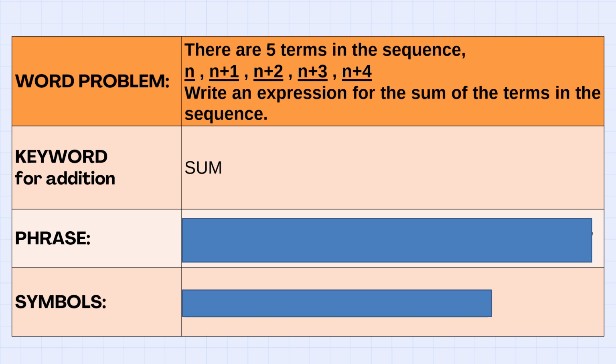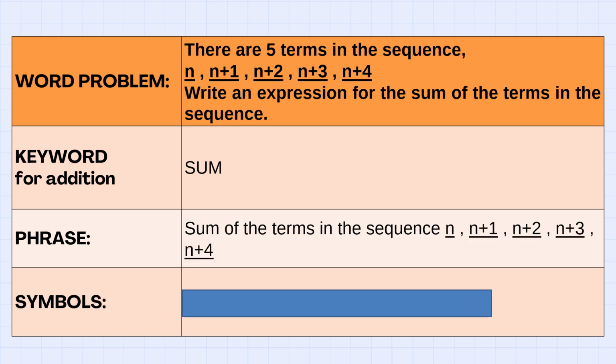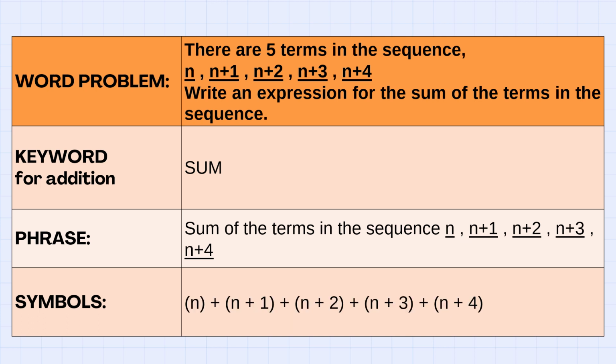Now the phrase that can be extracted from this problem is sum of the terms in the sequence n, n plus 1, n plus 2, n plus 3, and n plus 4. So we're going to add all these terms in the sequence. To translate this phrase to symbols, we have n plus n plus 1 plus n plus 2 plus n plus 3 plus n plus 4.